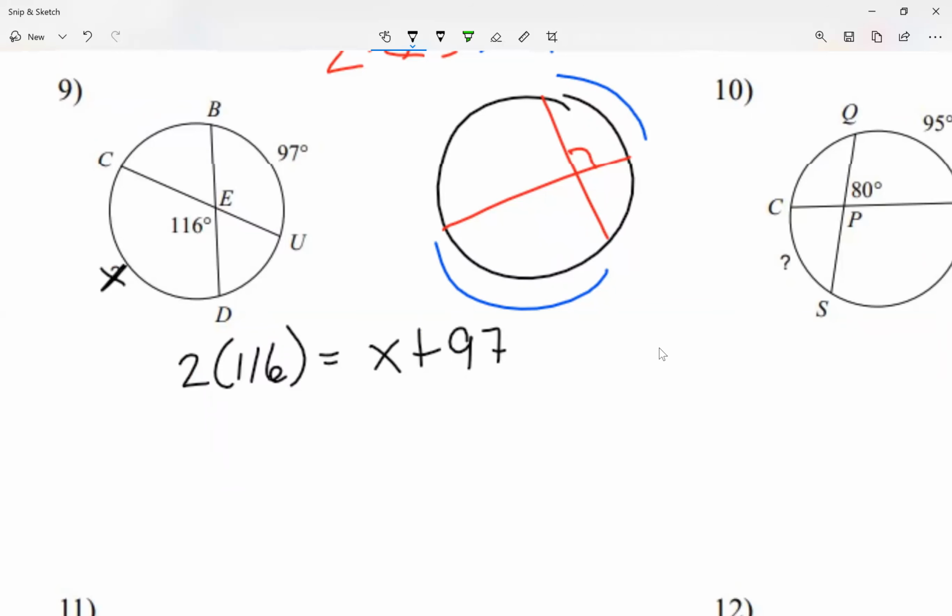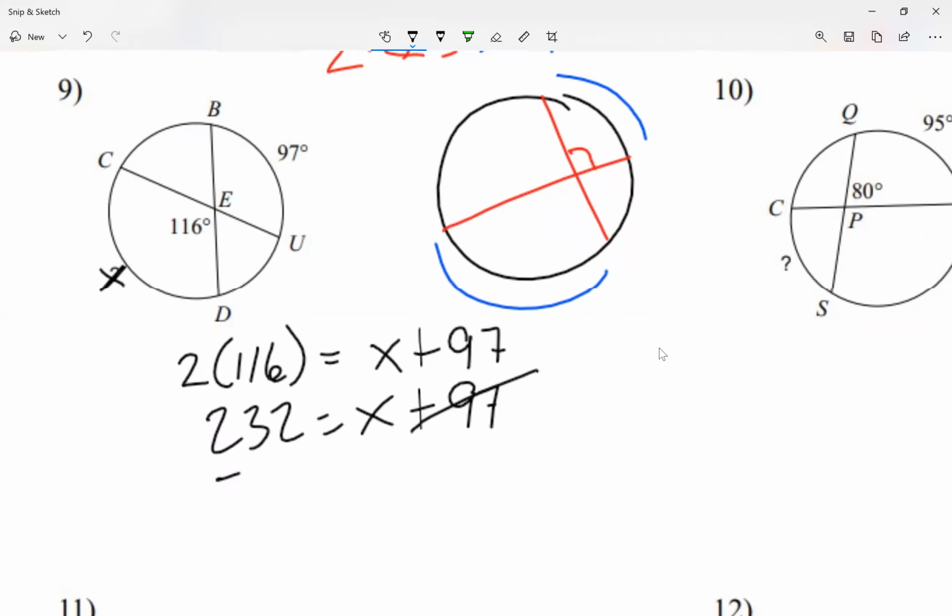So I have 232 is equal to X plus 97. To get the X by itself, this plus 97, let me move it to the other side as a minus 97. So I get that 135 is equal to X. Remember, I call X the measurement that I was looking for. Okay, so X equals 135. Done.